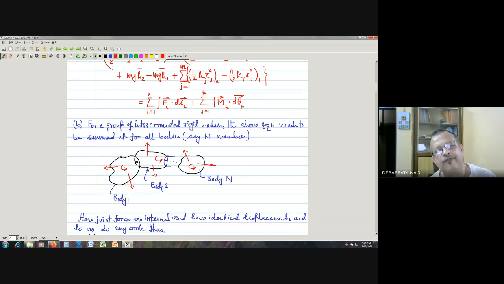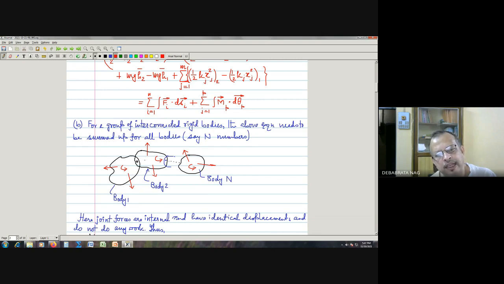In a similar way for body 2 also, if we draw the active force diagram, then again that joint internal force will come, which will be for body 1 and body 2, which will be an action-reaction pair, and for other bodies also it will be like that.